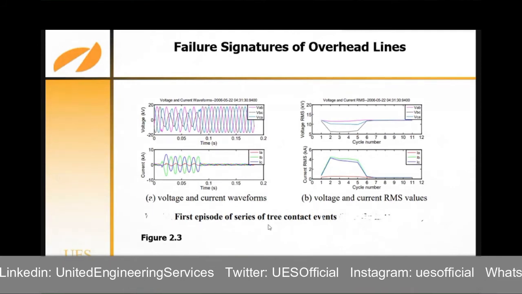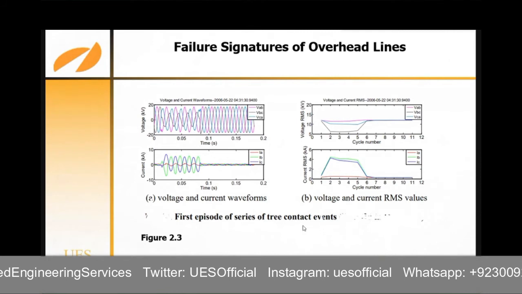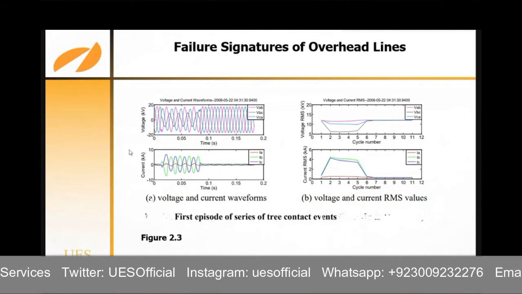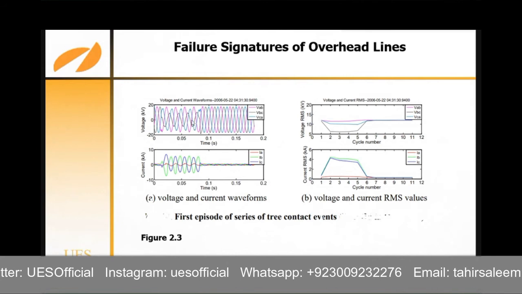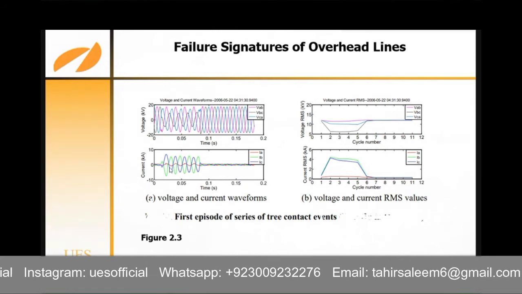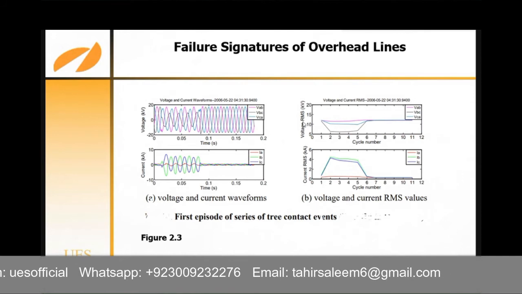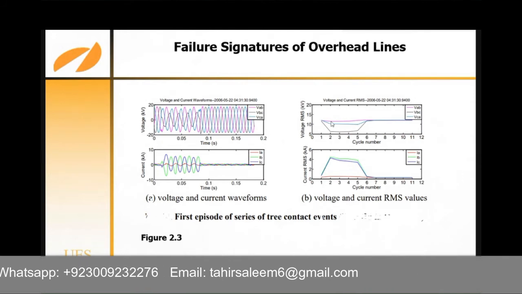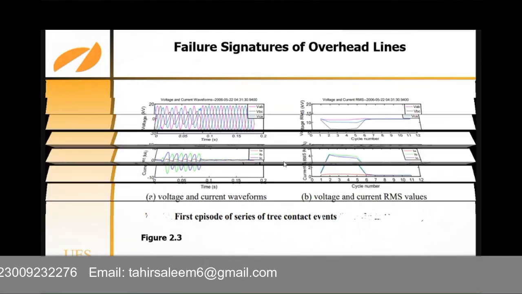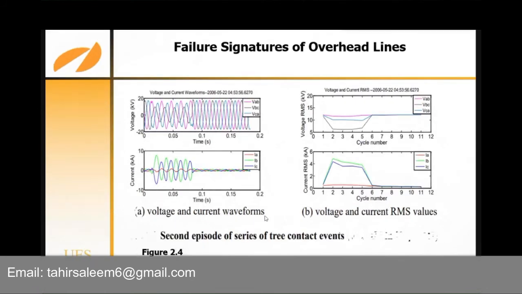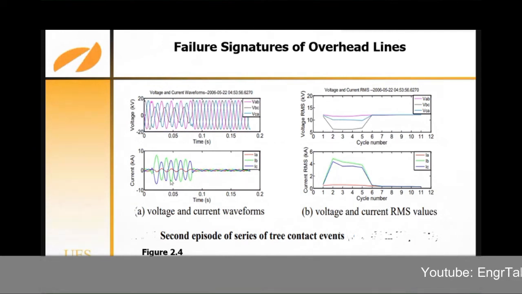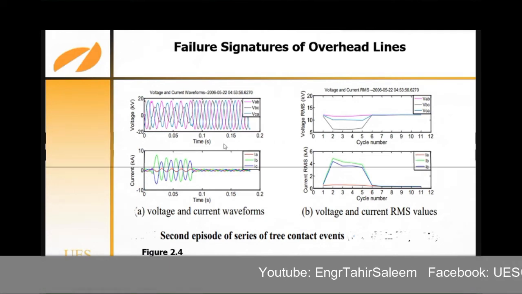Now, the first episode is a series of three contact events. As you can see here, a tree contact has occurred and the voltage has gone down due to the high currents. These are the RMS values of current and voltage. Now these are the second episode of the series of tree contacts. Again, for the second time, the tree has made contact with these power lines, and we can see the same behavior of current and voltage in these waveforms.